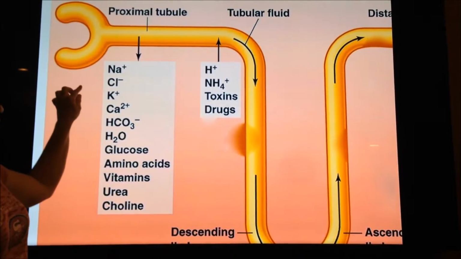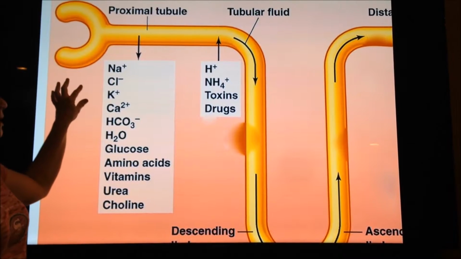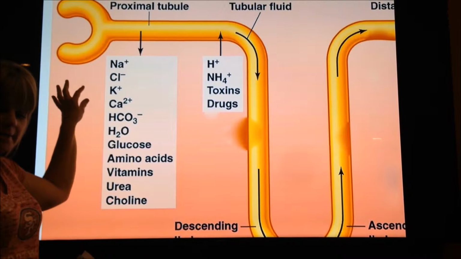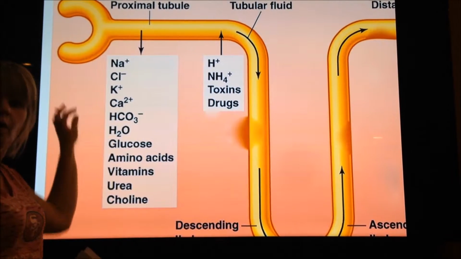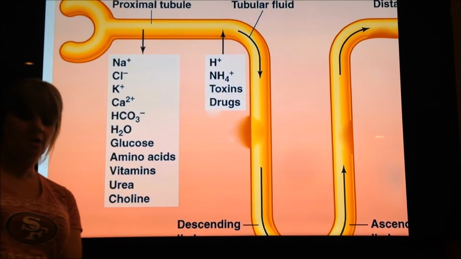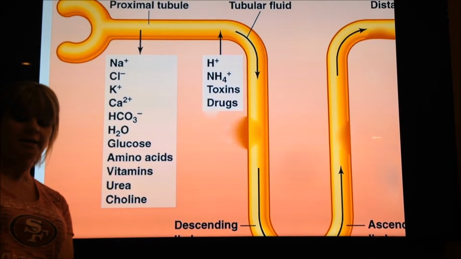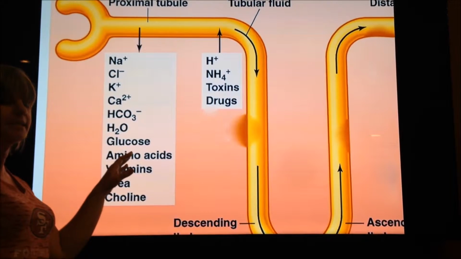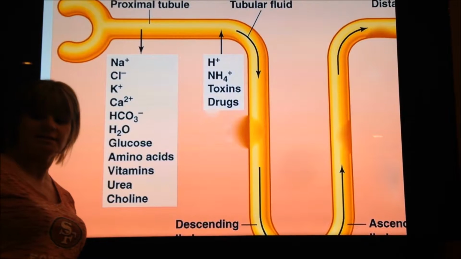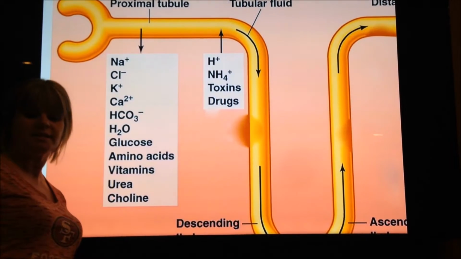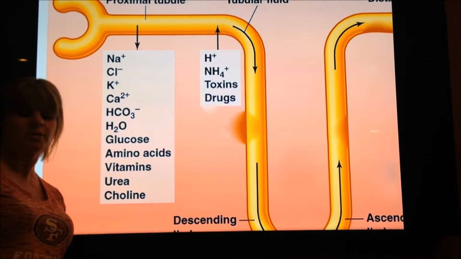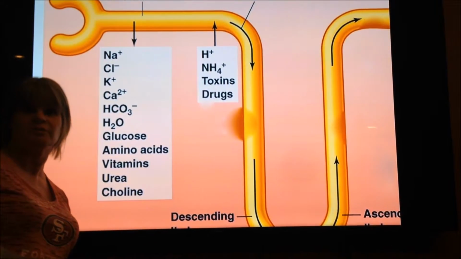Here we have a simple diagram that tells you a little bit about what goes in and out of the tubule. In the proximal convoluted tubule, water, glucose, amino acids, and needed ions are transported out of the filtrate and into the tubular cells and then enter the capillary beds. And at the same time, acid, potassium, creatinine, and drugs are removed from the peritubular blood and secreted by the tubular cells into the filtrate.